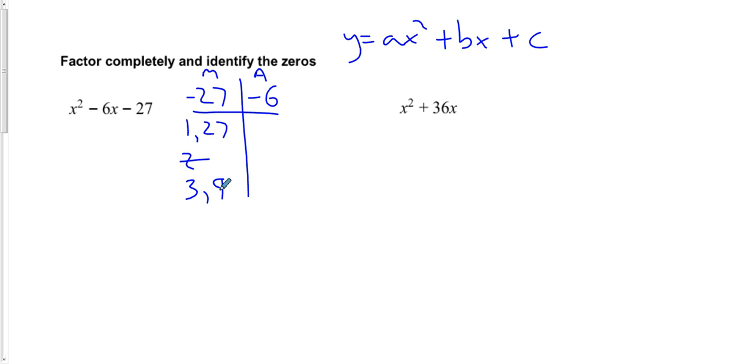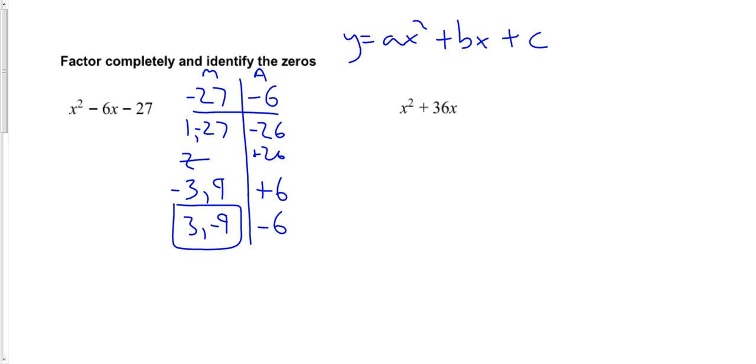So if I do positive 1 and let's say negative 27, they're going to add together to negative 26. If I switch those around and I made the 1 the negative, then I'd end up with positive 26. If I have negative 3 times positive 9, that's going to equal negative 27, and when I add them together, that's going to equal positive 6. But if I take positive 3 multiplied by negative 9, that's going to equal negative 27, and they add to negative 6. So my two numbers are going to be right here, 3 and negative 9.